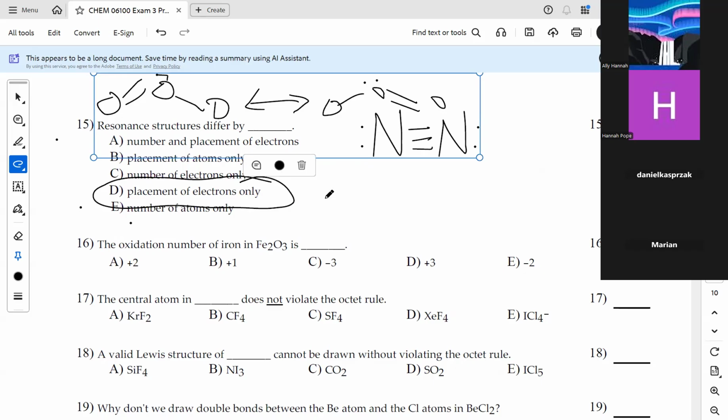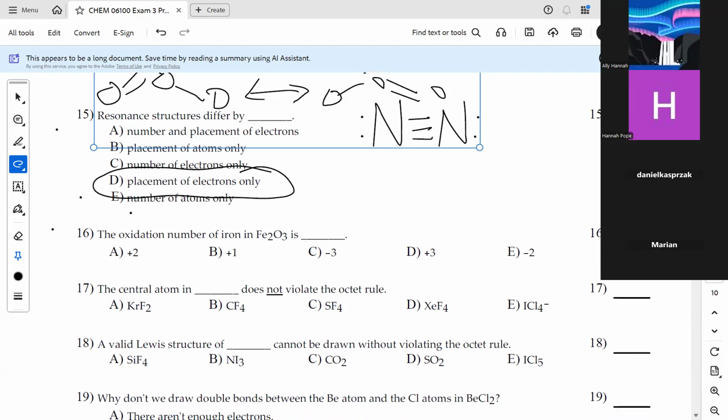So the only difference between these is the placement of electrons. If we had different atoms, the atoms would stay where they were, but we could move the bonds. That implies moving electrons, right? And we can also make lone pairs if we wanted to, but it still goes back to placement of electrons. So that's the only thing that can change. The number of electrons is always the same, and the number of atoms is always the same. All of those are the same except for where the electrons go.